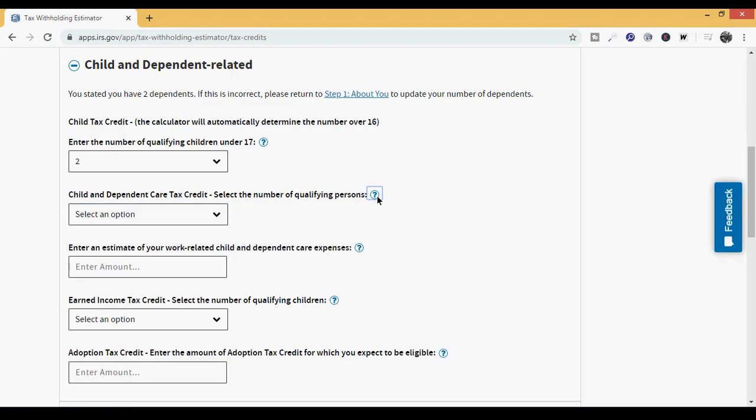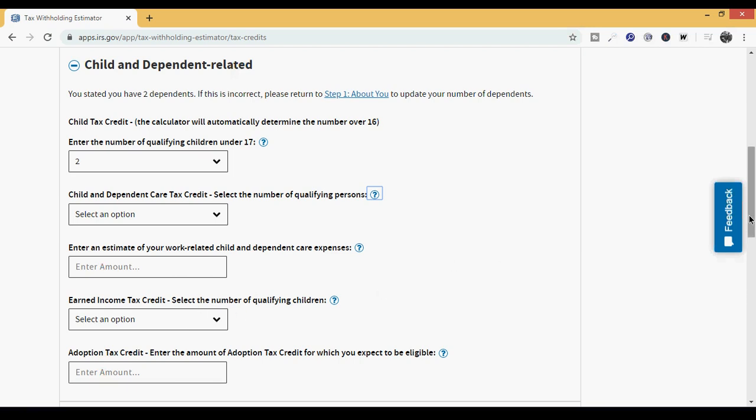So in this scenario, they don't have kids that they're paying daycare for. This is for a kid who's in daycare. And if that person is paying for dependent care because it allows them to go to work or actively look for work, then they will put it here. But in this example, we won't. If that fits you, then you will possibly qualify for more if you're paying for daycare for your child so you can go to work or look for work. Okay, and then the same thing with enter an estimate of your work-related child and dependent care expenses. We're also going to leave that one blank.